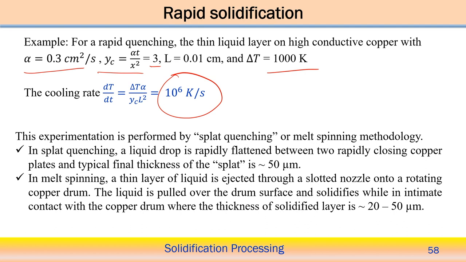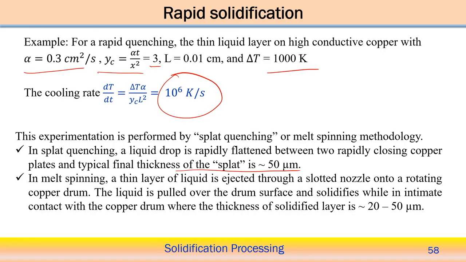Now, for a basic understanding of the rapid solidification process, we can perform experiments. One of the experiments is known as the splat quenching process or the melt spinning methodology. In the splat quenching method, the liquid drop is rapidly flattened by two rapidly closing copper plates. So, between the two copper plates we can put the liquid drop, and then it is flattened, because copper has very high conductivity. When liquid metal is in contact with the copper, a high rate of heat is transported through the copper. So, this can be considered a rapid solidification process, and the experiment can be done using the copper itself. In this case the thickness of the splat may achieve around 50 micrometer. This is just a way to do the experiment to understand the rapid solidification process.